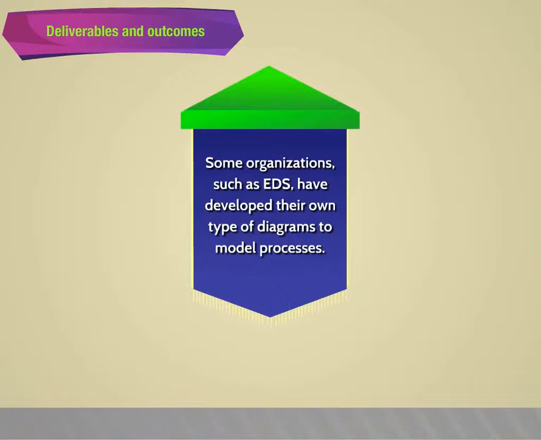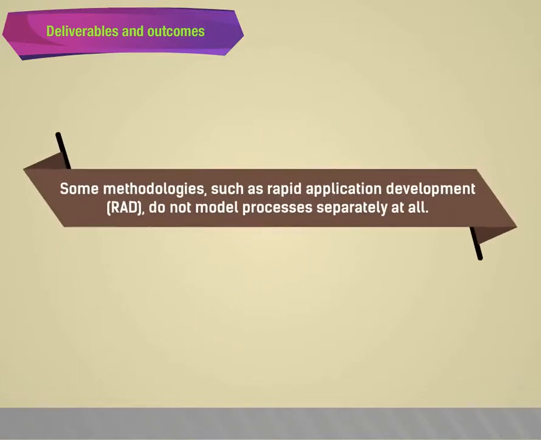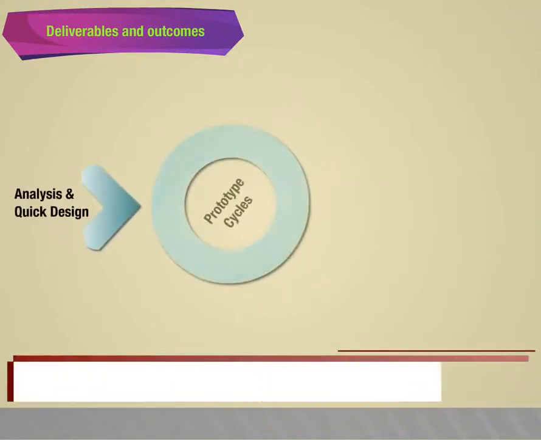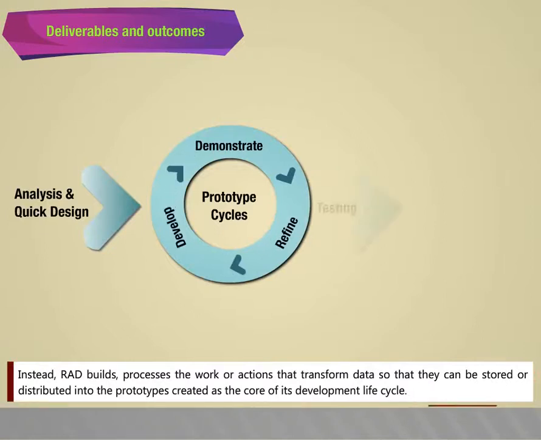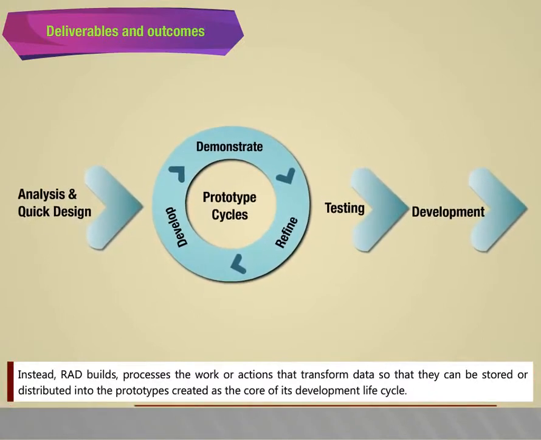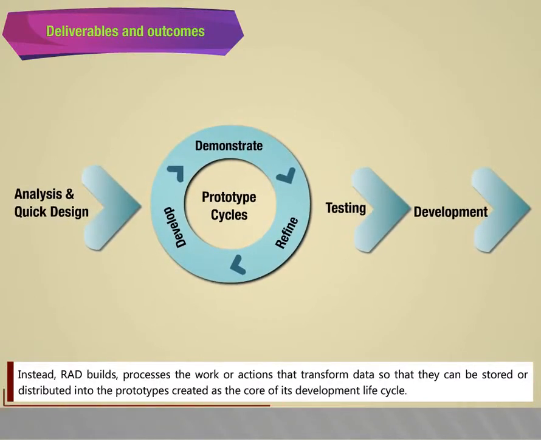Some organizations such as EDS have developed their own type of diagrams to model processes. Some methodologies such as Rapid Application Development (RAD) do not model processes separately at all. Instead, RAD builds processes, the work or actions that transform data so that they can be stored or distributed, into the prototypes created as the core of its development cycle.